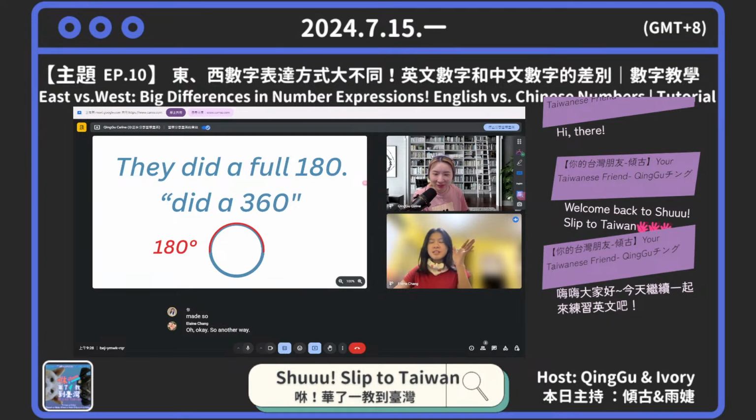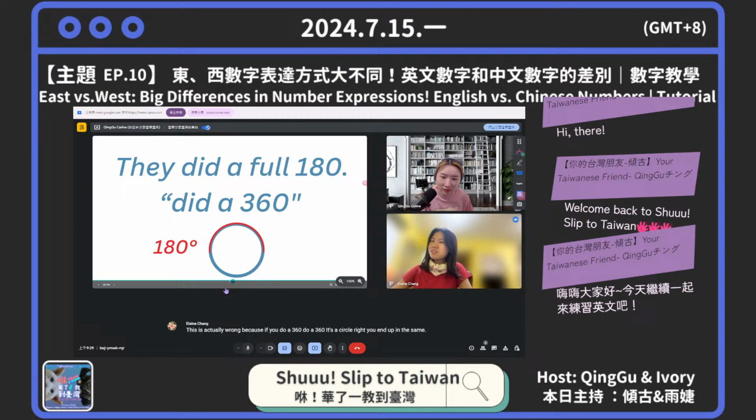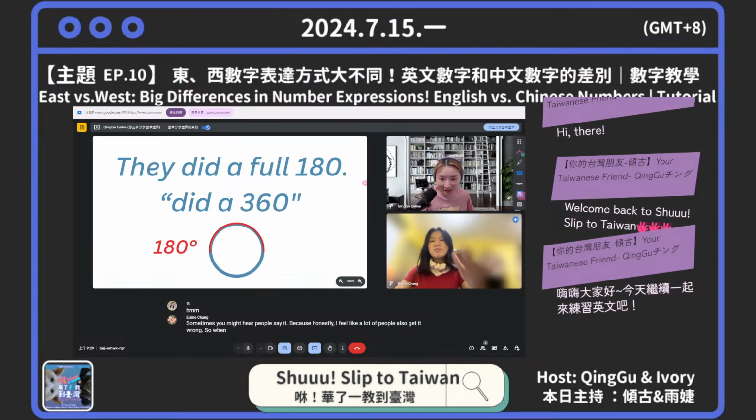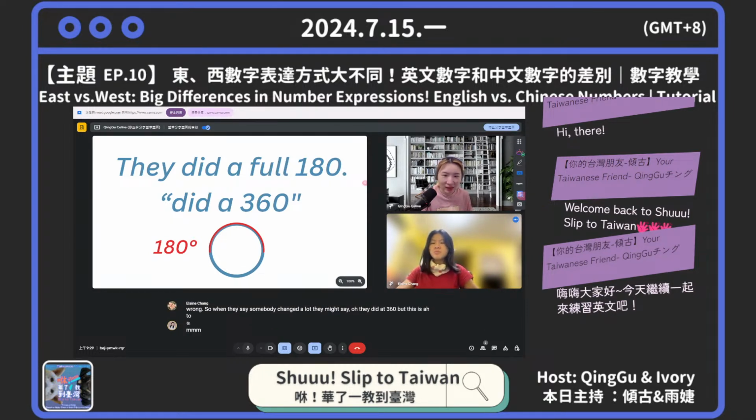Okay. So another way of saying this is also to say somebody did a 360, but in geometry or in math, this is actually wrong. Because if you do a 360, it's a circle, right? You end up in the same place. Don't say they did a 360. That's wrong. Sometimes you might hear people say it because honestly, I feel like a lot of people also get it wrong. So when they say somebody changed a lot, they might say, oh, they did a 360. But this is wrong.